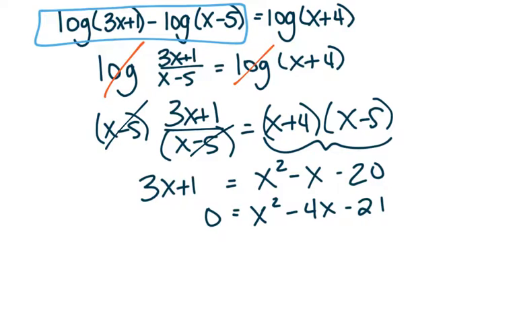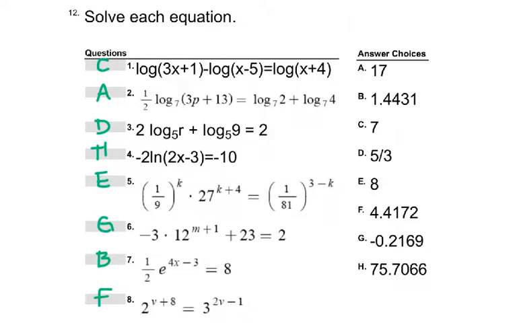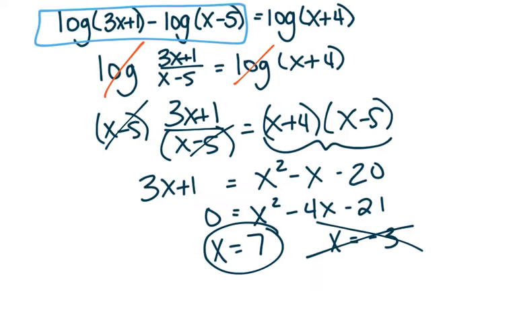Okay, and then I'm going to graph this into Desmos and see where it hits the x-axis. It's 2 different times, at 7 and -3. However, when I check this one, it doesn't work. That's how I get the first one is C.